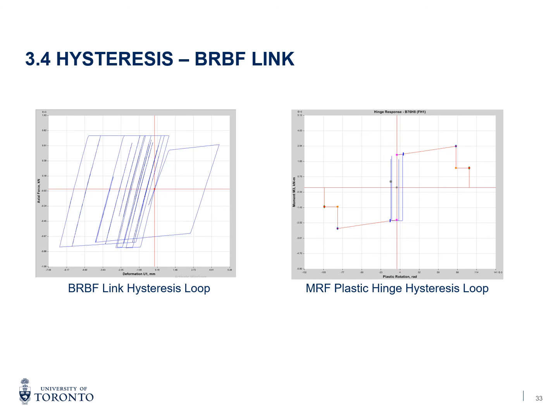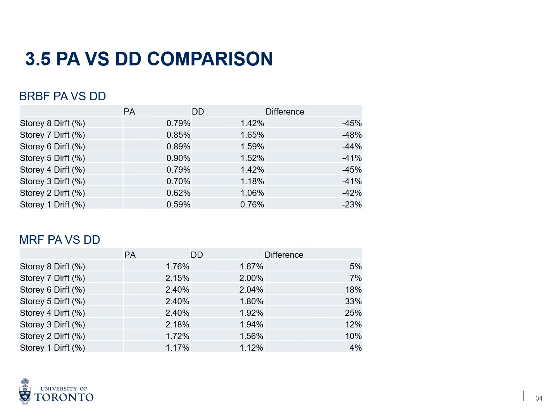Here you can see the hysteresis loop for the BRBF link on the 8th story and the MRF plastic hinge response on the 8th story due to ground motion 1. This is a key diagram to consider and analyze because it ensures that the yielding elements were modeled correctly and with no problems. Some things we looked for included the loading and unloading cycles, and ensuring our hysteresis was not pinched. This is our comparison between our performance assessment and our detailed design.